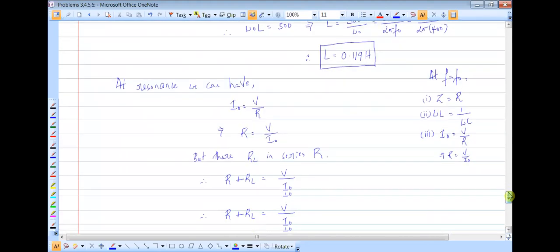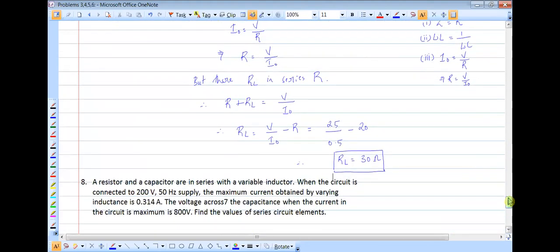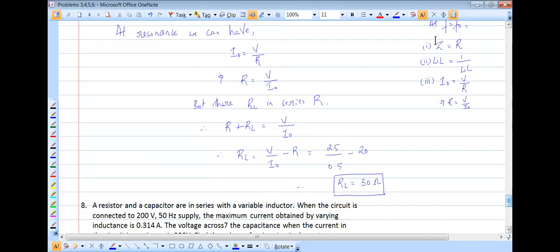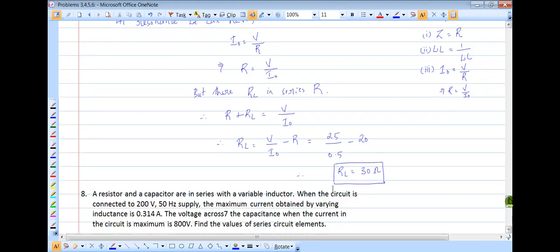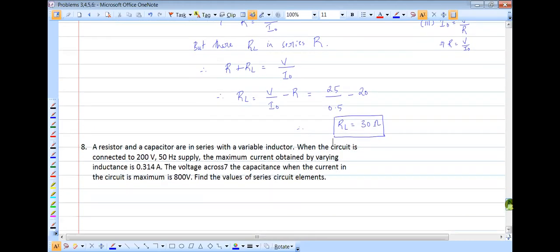This problem is all about conditions at resonance, and we have summarized the conditions at resonance here. So if you're aware of all this, this particular problem can be solved easily. Now the next problem we shall see. This is also almost the same problem. Let's see where the difference lies here.